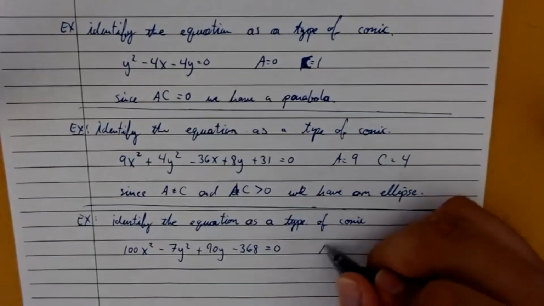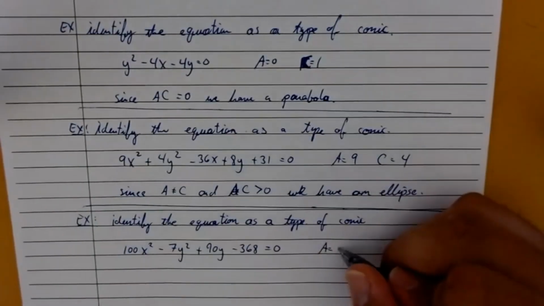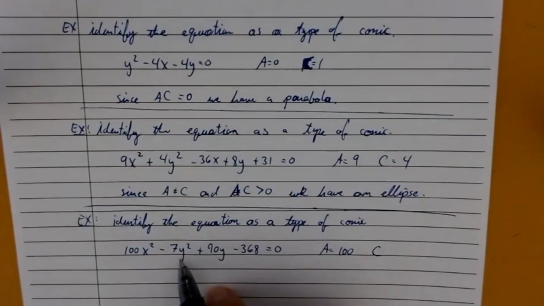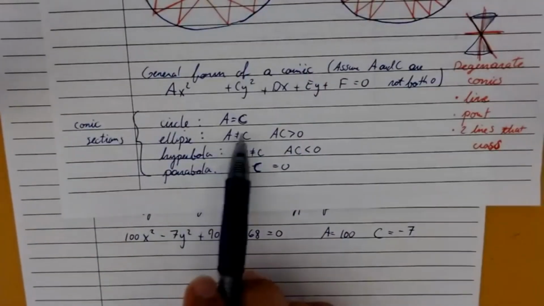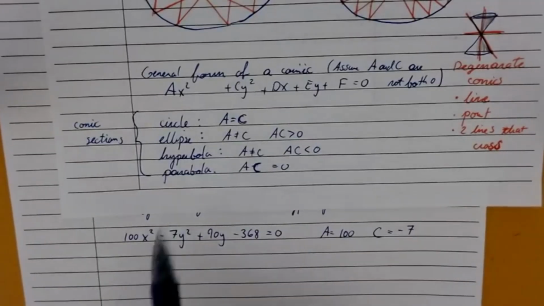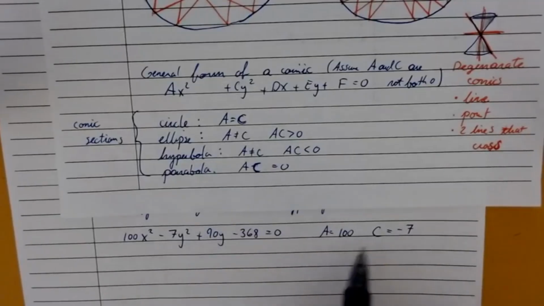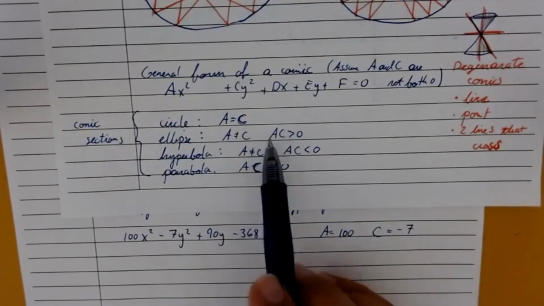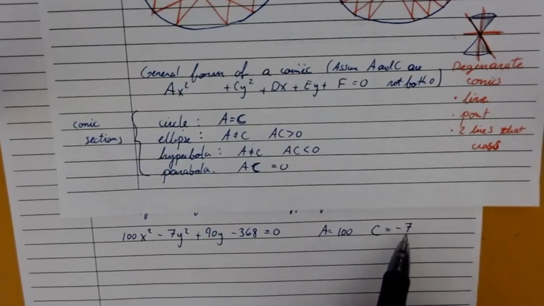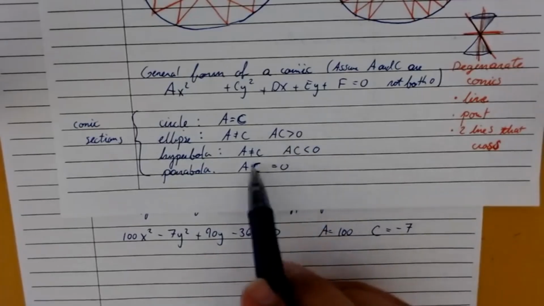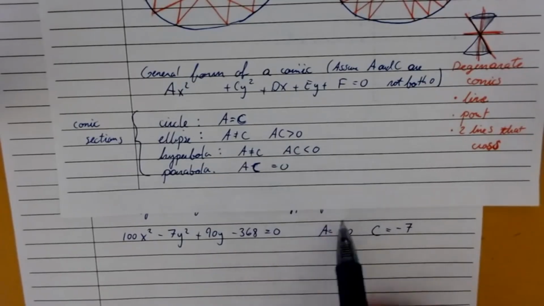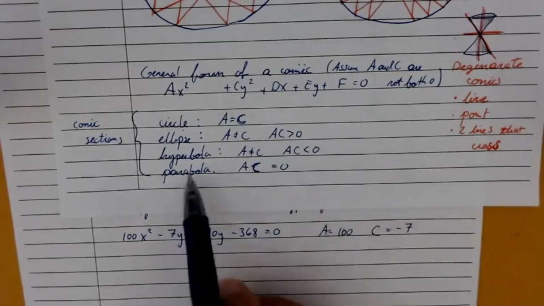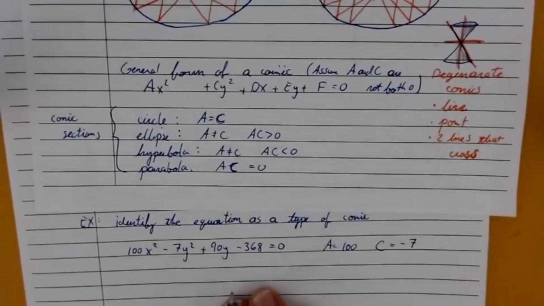All right, here our a, the number in front of your x squared, that's 100. And your c, the number in front of the y squared, is negative 7. Here, are our a and c equal to each other? No, they're not equal to each other, so it's got to be one of the other three. Is their product positive? A positive times a negative is a negative. No, that's not it. It's got to be this third one then. They're not equal to each other, but their product, a positive times a negative, is a negative. That means this conic classifies as a hyperbola.